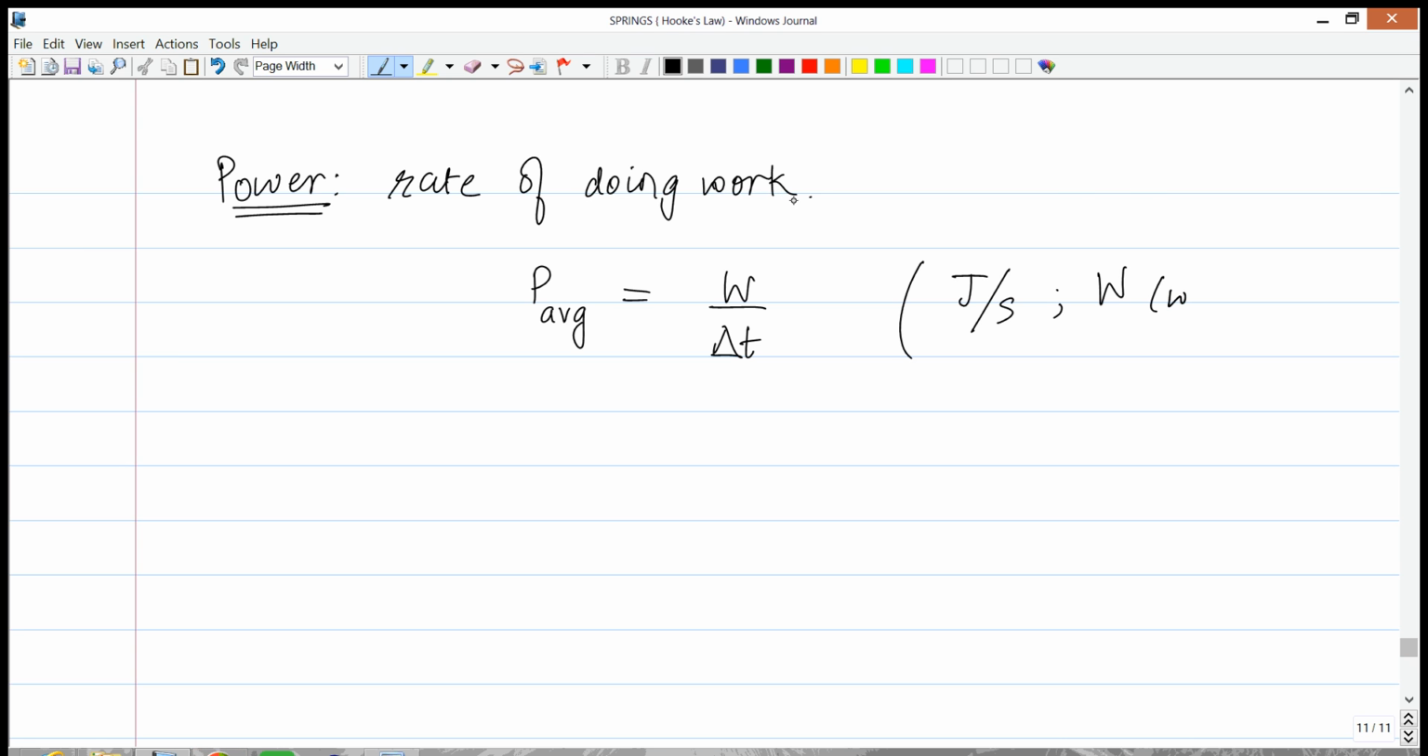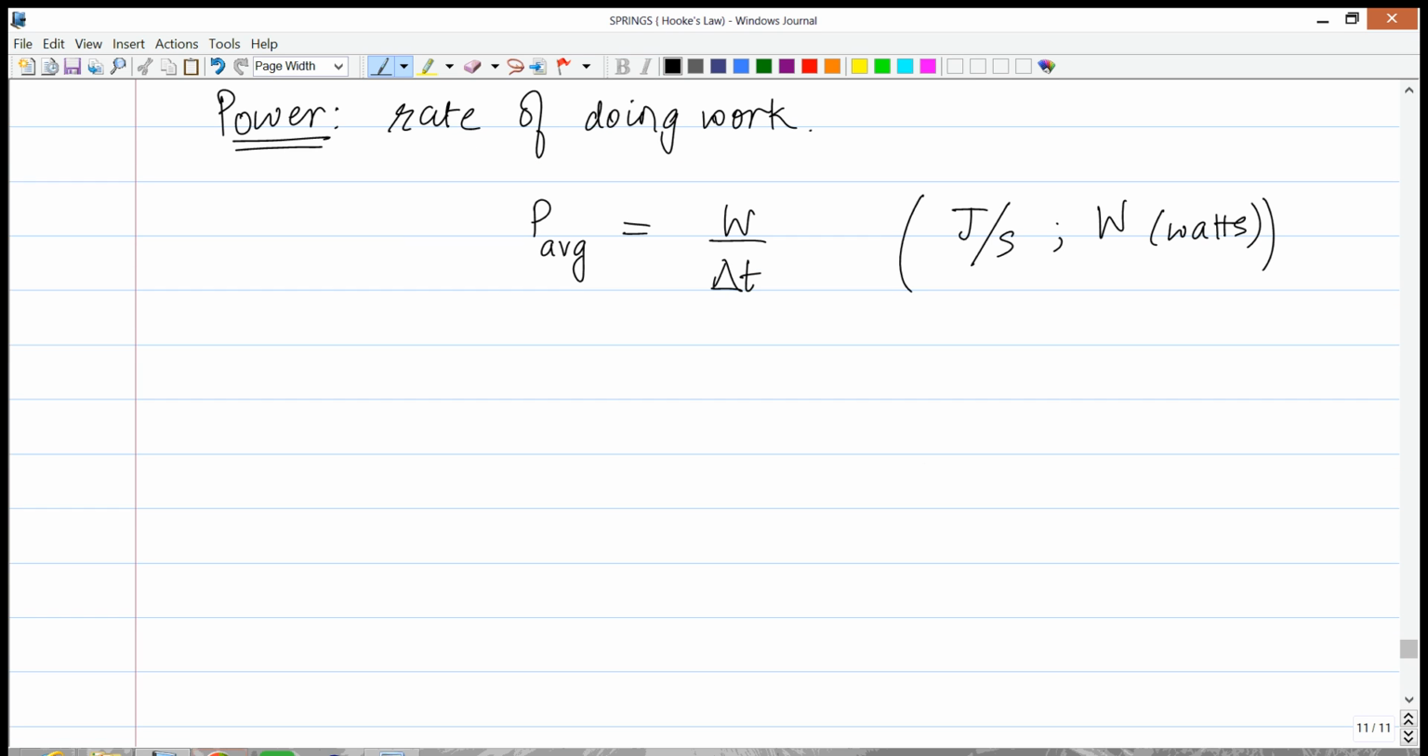W-A-T-T-S, watts. You've come across watts with light bulbs and other things. So it's the same thing, it's power. Power delivered to the bulb. Here we're just looking at the power delivered by any particular force.